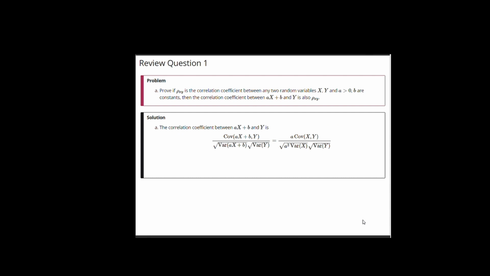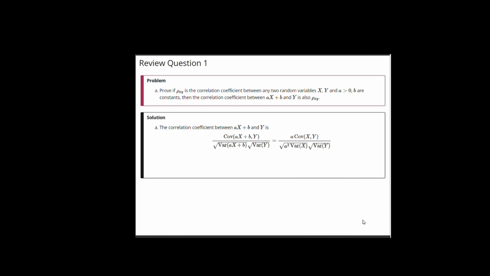The correlation coefficient between ax plus b and y has in its numerator the covariance between ax plus b and y. Recall that that's just a times the covariance between x and y. What about the denominator? The denominator contains the square root of the variance of ax plus b. Remember that the variance of ax plus b is a squared times the variance of x, giving us the second term on the first line of this proof, a covariance xy divided by the square root of a squared variance of x times the square root of the variance of y.